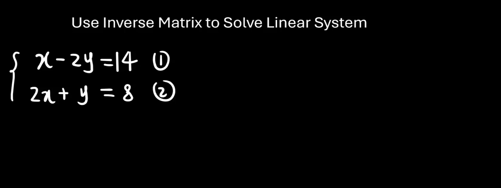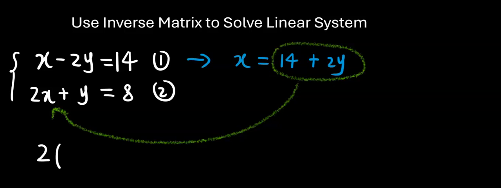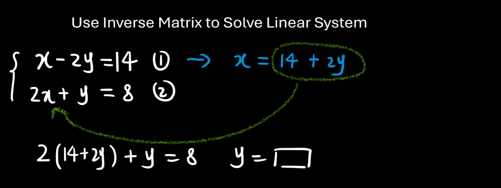We definitely can change equation 1 into x is 14 plus 2y. Then we substitute this when we say x. So we rewrite the second one into 2. It's not x anymore, it's 14 plus 2y. And copy down the rest. You're able to solve for y. Once you got y, you can find what x is. This is called substitution method.